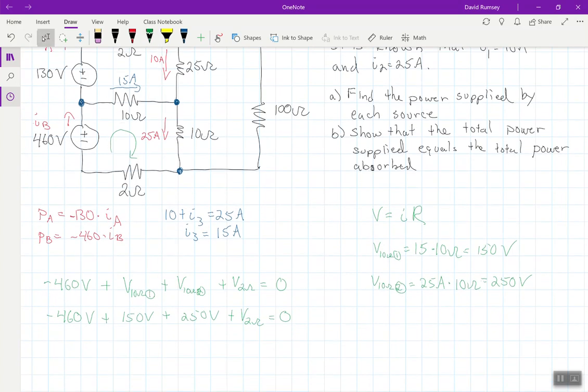Now from this, of course, again, we have one equation with one unknown now. It's very simple to solve this, and we can see that the voltage across the 2 ohm resistor is going to simply be 60 volts. So we now know that this voltage here, plus minus, is 60 volts.